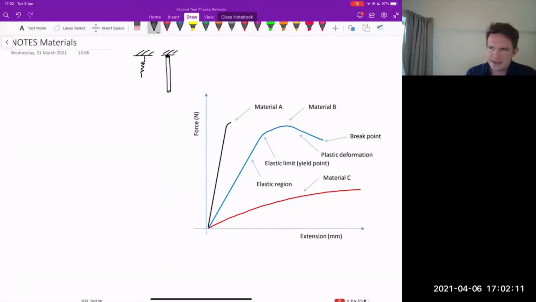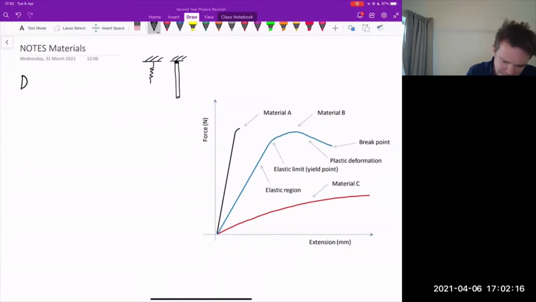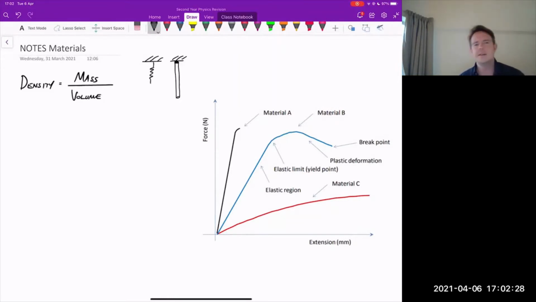There's a little bit on density though. So for the sake of completeness, let me write the definition for density. Mass divided by volume. And this is useful, of course, because it allows us to compare the properties of different substances, irrespective of the size of the sample you're dealing with, density being mass per unit volume, measured in kilograms per meter cubed.